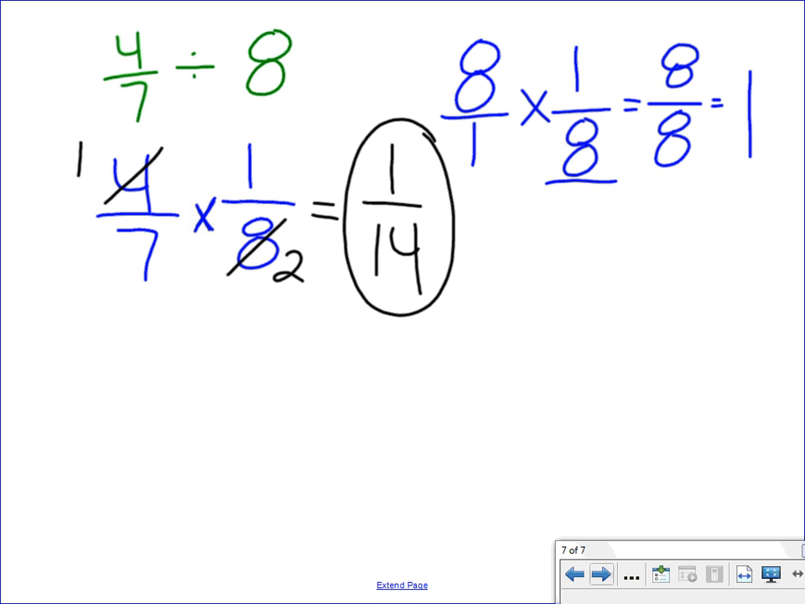Again, I say this is one of the more difficult concepts to understand. One of the more difficult concepts we're going to do this year, just because of the math behind it. But if you remember the simple procedures of leave the first fraction alone, change it to multiplication, and flip that second fraction, give it a reciprocal, that flipped over fraction, and do your multiplication, you're going to be just fine.